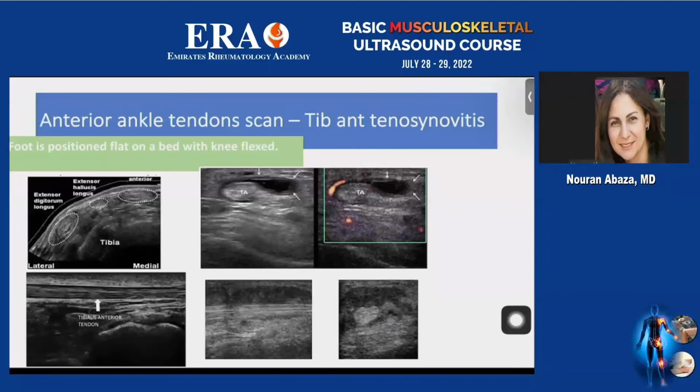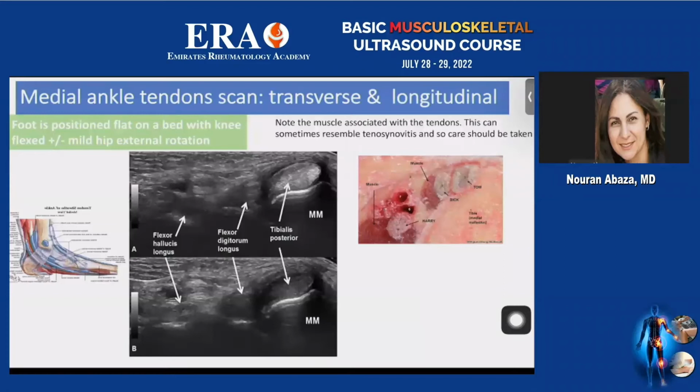The medial ankle tendon scan is very important because the medial compartment is always or frequently affected in rheumatoid arthritis and in psoriatic arthritis as well. So you put your probe just above the medial malleolus, directed in this way, and then scan posterior and perpendicular to the axis of the tendons. You will visualize the tibialis posterior, flexor digitorum longus, and flexor hallucis longus.